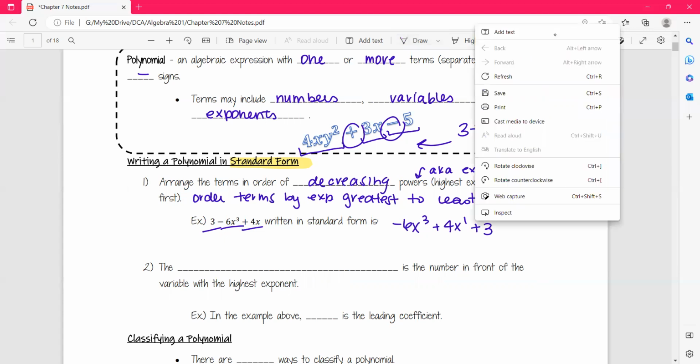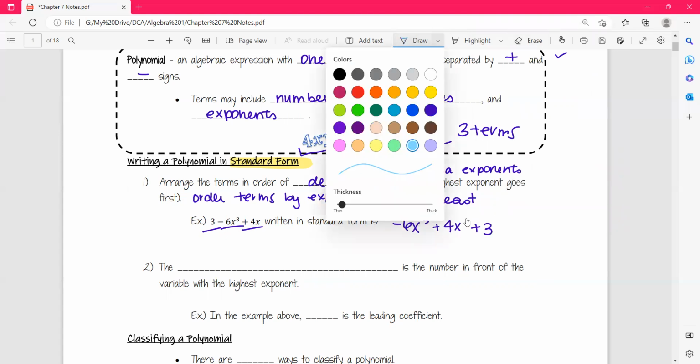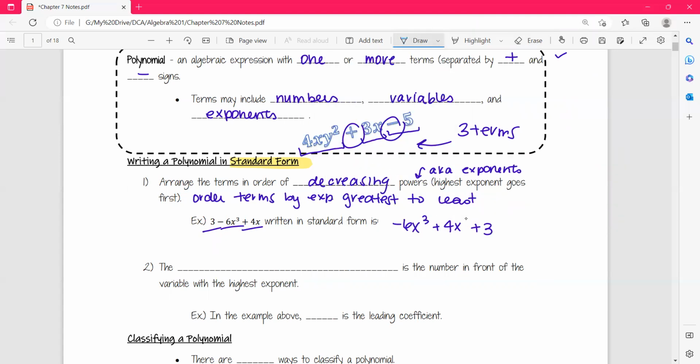Some things to note, it's really important that whatever sign is in front of the number comes with that number. So notice this was a -6x cubed. This was a -6x cubed. This was a positive 4x. It was a positive 4x. If there isn't a sign, we know it's a positive 3. Okay, so really important, whatever sign is in front of the number comes with that number.